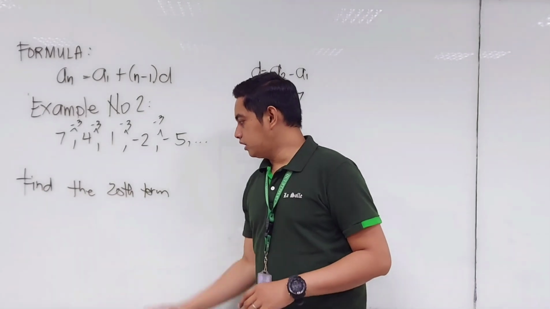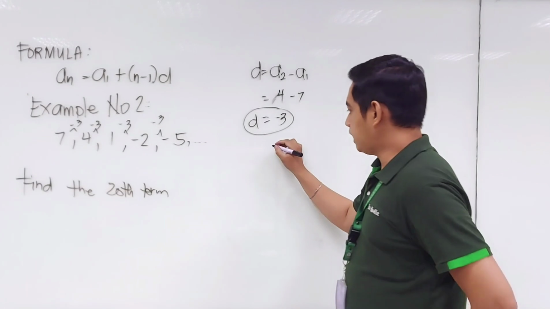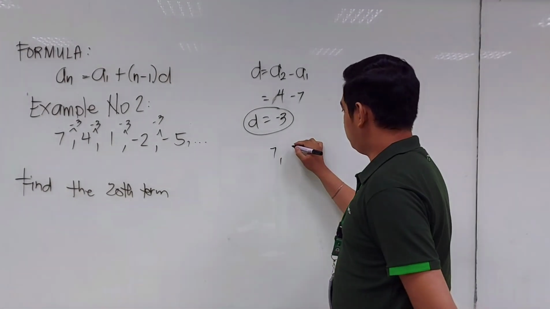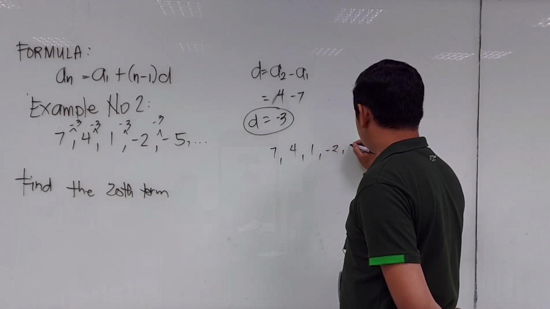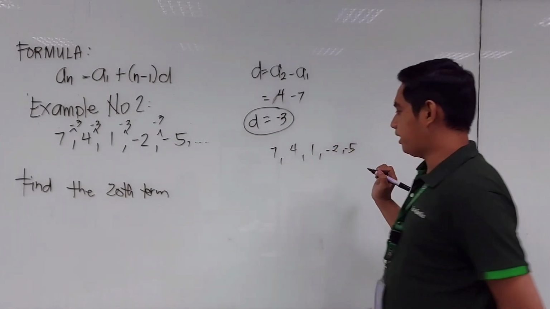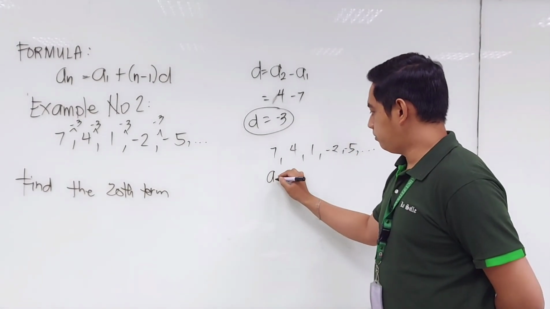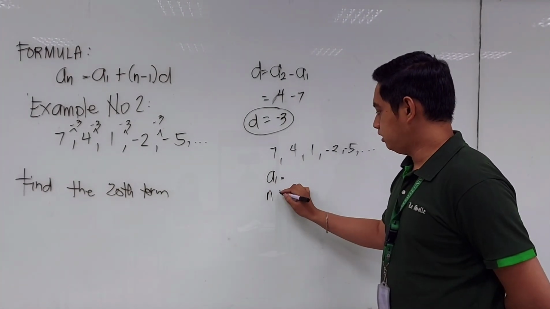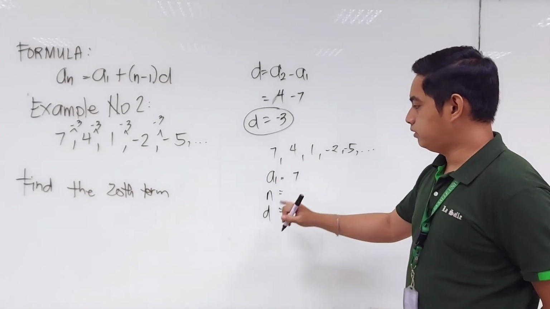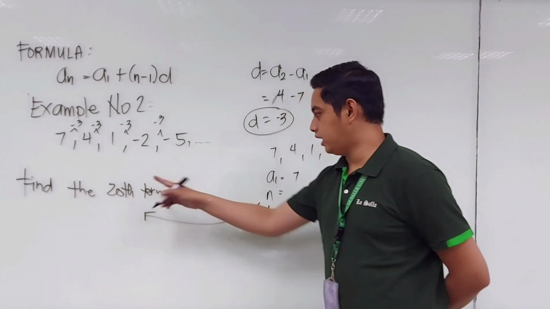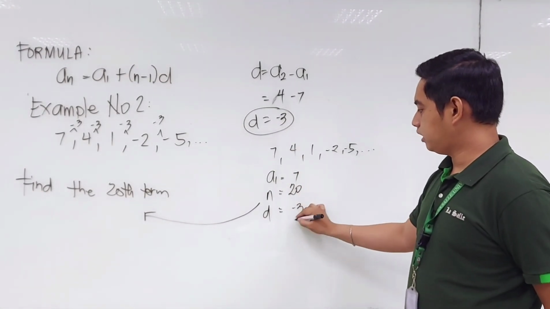We are asked to find the 20th term of this sequence. So let's write first our sequence. So 7, 4, 1, negative 2, negative 5, and so on. Then, what are the given? So we have A sub 1, N, and D. So A sub 1 is 7, number of terms, so we are asked to find out the 20th term. Next, common difference. So we have negative 3.